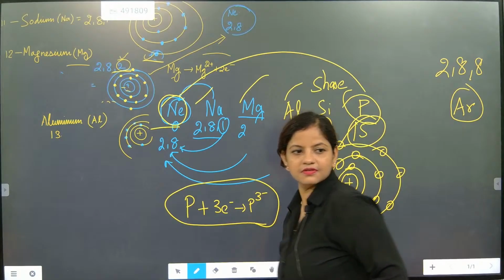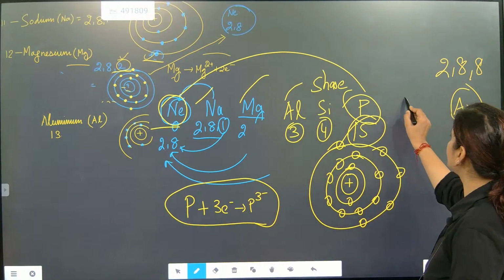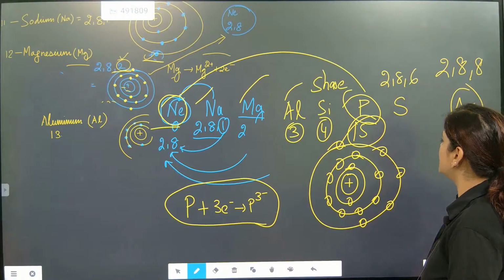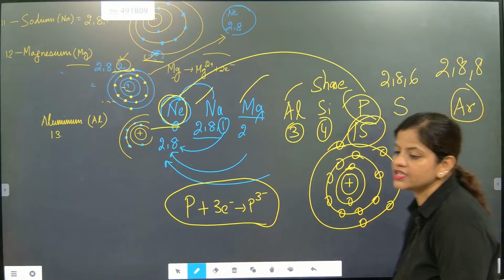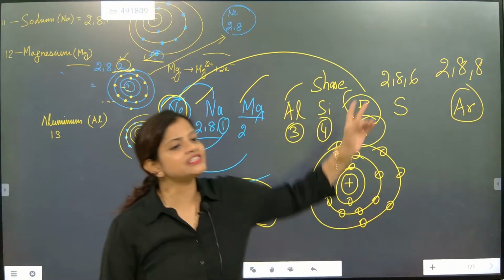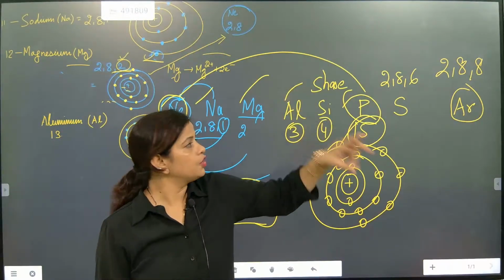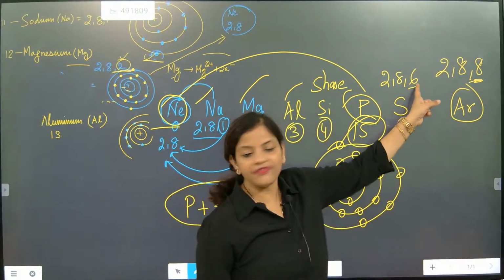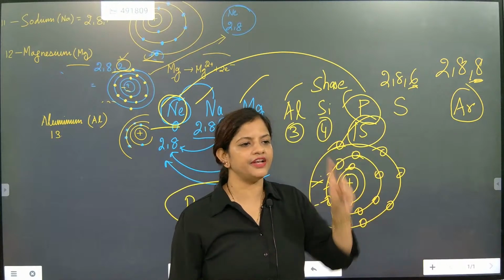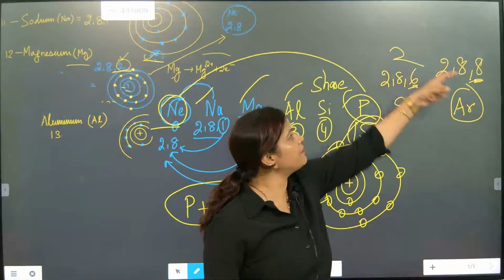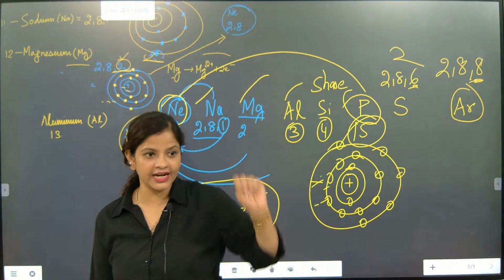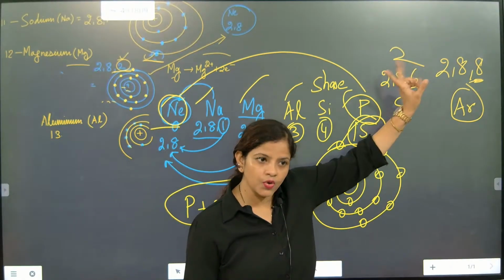Sulfur. Sulfur is exactly 2, 8, 6. Now, in the outermost orbit, how many electrons are there? 6. So how much is it needing? 2 to become like argon. See, argon is having 8. Sulfur is having 6. How much extra does it need? 2. So its valency will become 2. Is it electropositive or electronegative? Electronegative, because it is taking 2 electrons.